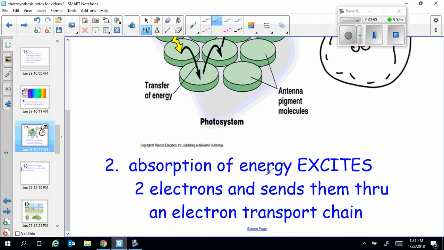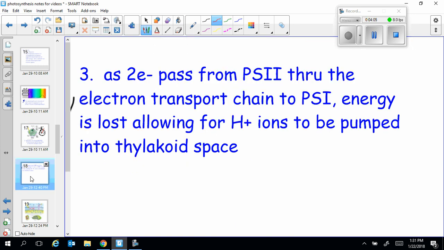The absorption of energy, so we're talking about light energy here, it excites 2 electrons and sends them through an electron transport chain. And we'll draw an electron transport chain and make sure you understand it. As those 2 electrons lost from photosystem 2 go through an electron transport chain, they lose energy as the energy moves. So think of like a hot potato going through. It's going to lose energy as it's passed, and the same thing happens with electrons. But what happens is the energy gets used to move things from an area of low concentration to an area of high concentration.